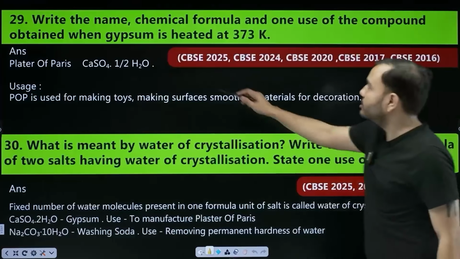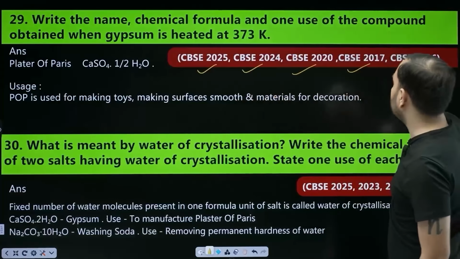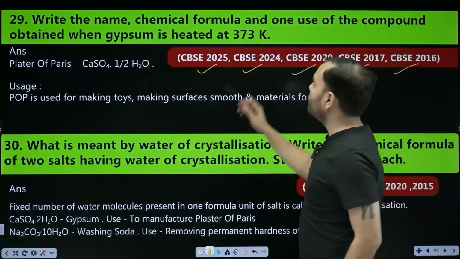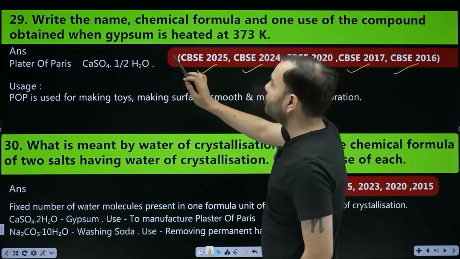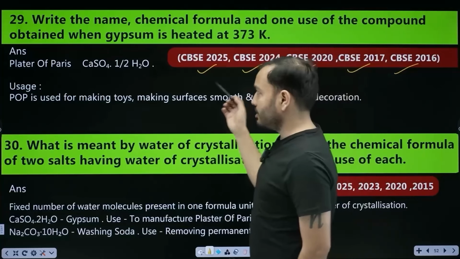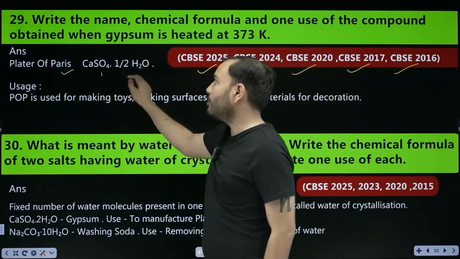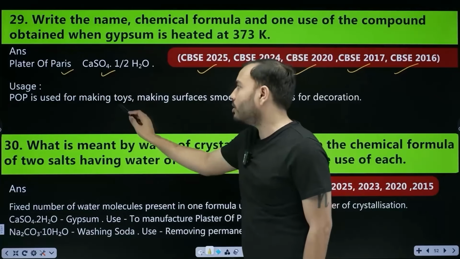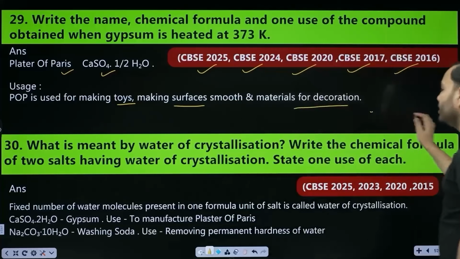Let's go. Question, CBSE 2025. Write the name, chemical formula and one use of the compound obtained when gypsum is heated at 373 Kelvin. So when you heat at 373, what does it make? Plaster of Paris, formula CaSO4.½H2O. What is it used for? Making toys, making surfaces smooth, material for decoration.